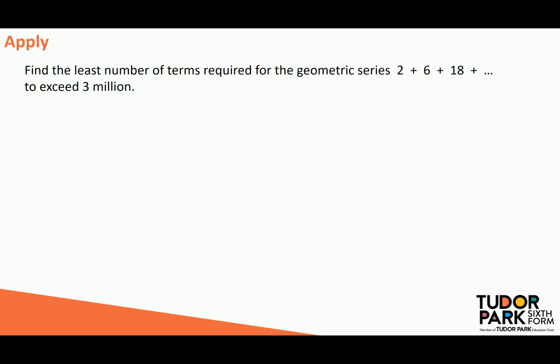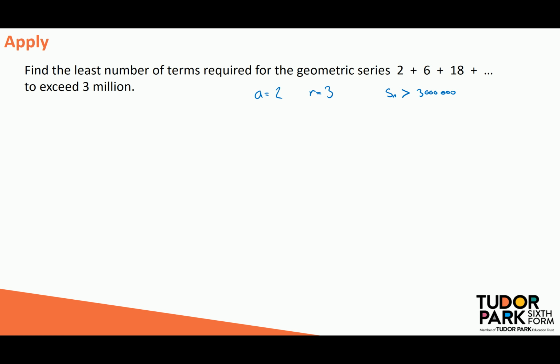Finally, we're going to look for the least number of terms required for this geometric series to exceed 3 million. So again, similar to questions that we've looked at before, we're just trying to find a different way to phrase these so that we look at every possible combination of unknowns. We can see quite clearly from the start of this question that the first term is 2. We can see that the common ratio is going to be 3. And what am I doing here? I'm wanting to find out when does Sn exceed 3 million. Okay, so that's what the question's asking me for.